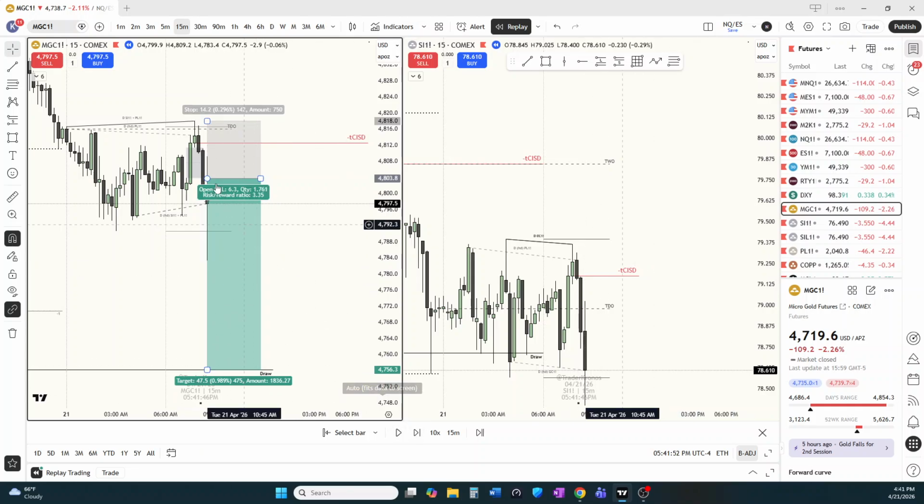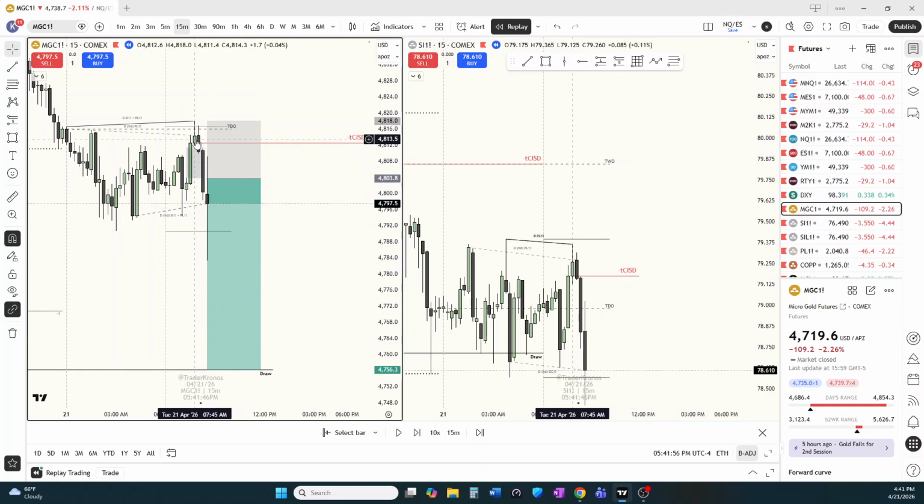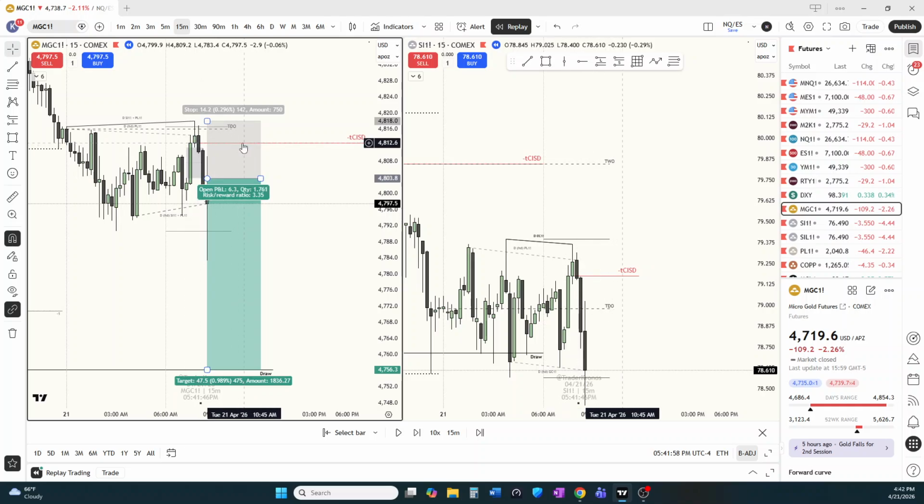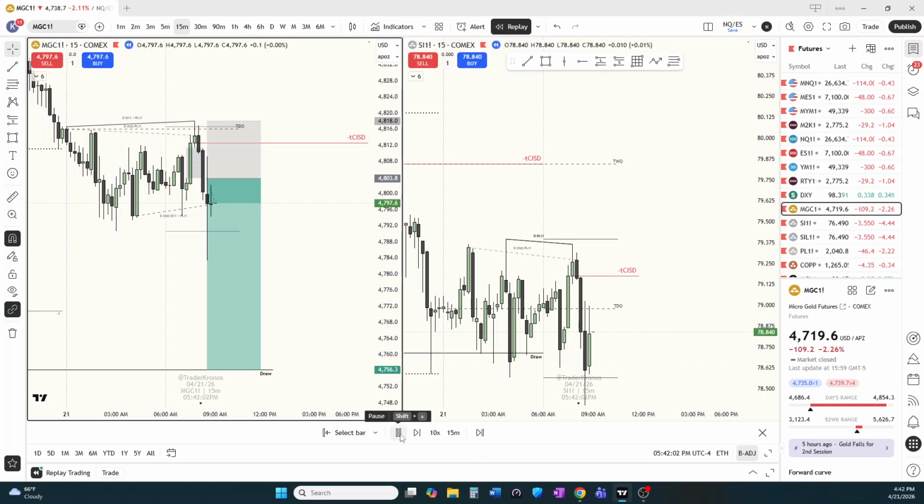As we move on price, we'll see it does begin to consolidate, reach back up in here a little bit more. Eventually it does tag the TCISD before rapidly descending lower. So we'll just go ahead and play this out.